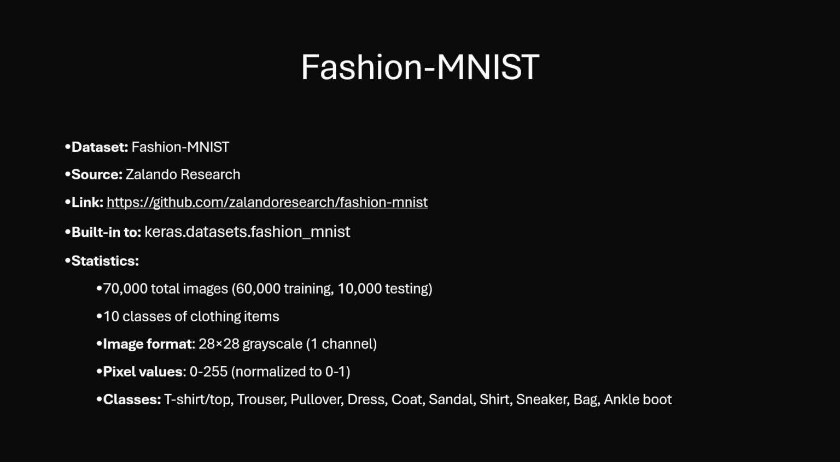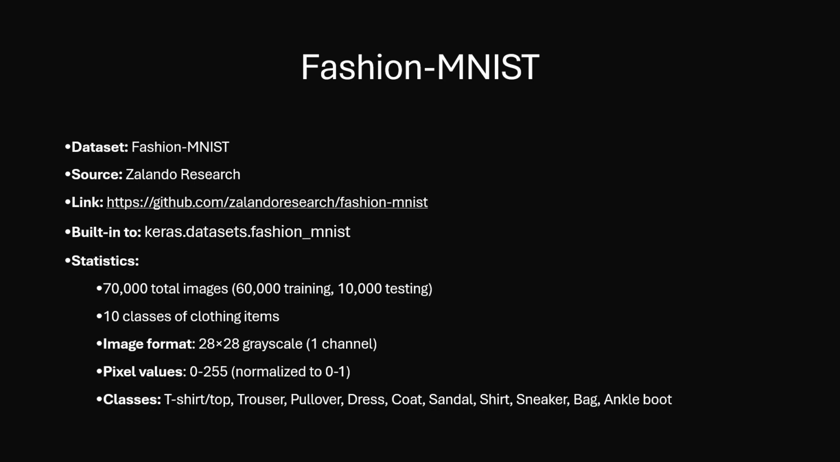So the dataset is the Fashion MNIST. The source is from Zalando Research. I've included the link. It's built into the Keras dataset. The statistics are that there are 70,000 total images, 60,000 for training and 10,000 for testing. There are 10 classes of clothing items. The format is 28 by 28 grayscale.